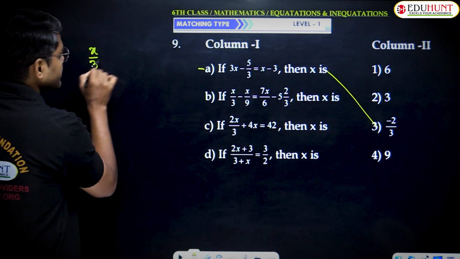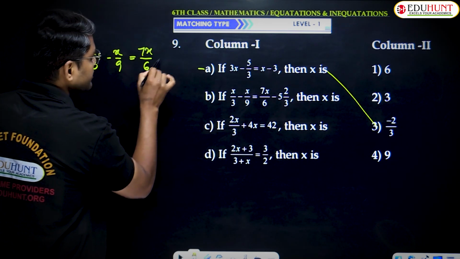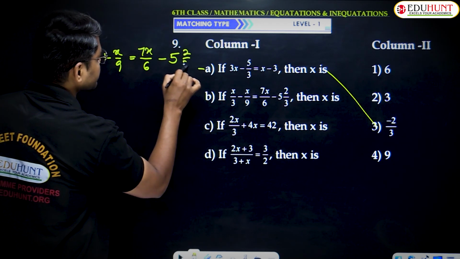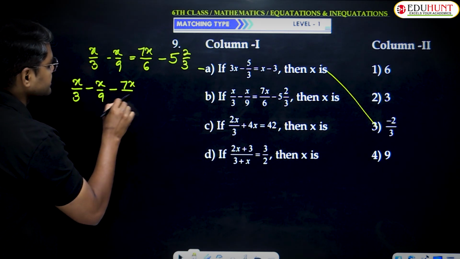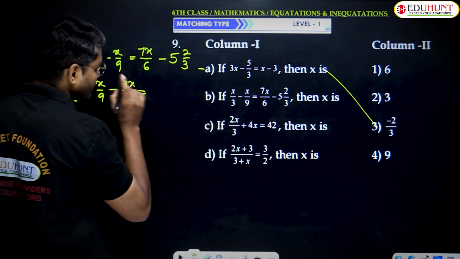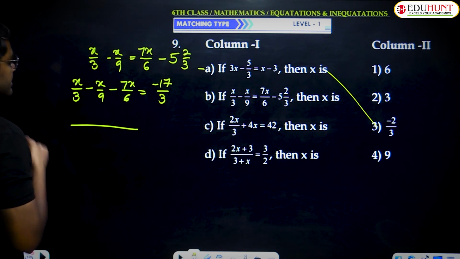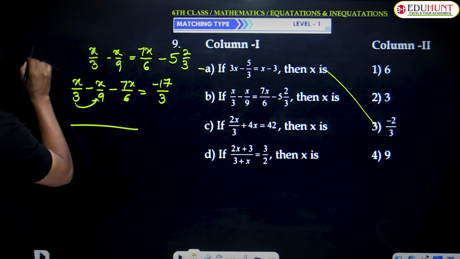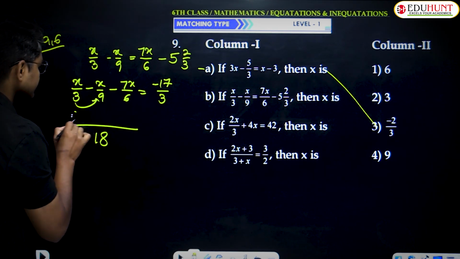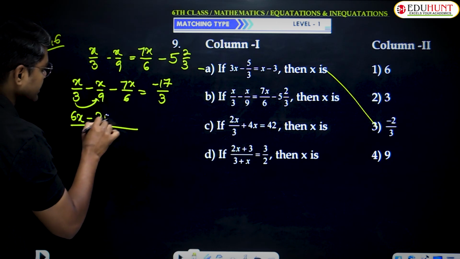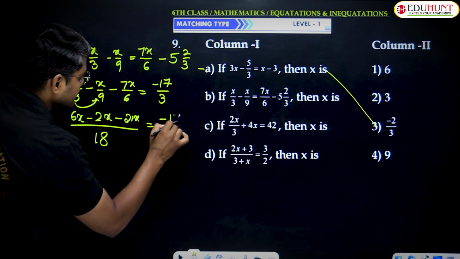X by 3 minus x by 9 is equal to 7x by 6 minus 5 2 by 3. X by 3 minus x by 9 minus 7x by 6 equal to 5 3 is 15, 15 plus 2, 17, minus 17 by 3. So, LCM is the bigger number is 9, 3 3 is 9. So, 9 and 6 we have to find, 9 6 18. 3 6 18, 6x minus 9 2 is 18, 2x minus 6 3 is 3, 7 is 21 x equal to minus 17 by 3.